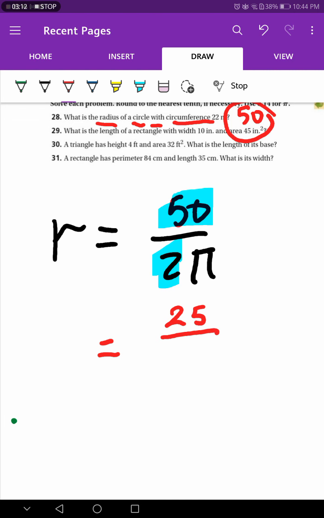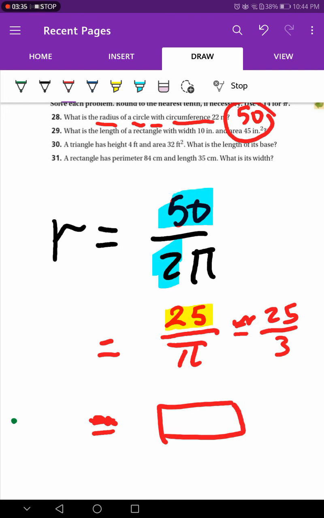So 25 over pi. And if you want it in decimal, you just divide 25 by about 3, and then you get not the exact answer but around this answer. Okay, you can do 25 over 3. Then you get the answer in decimal.